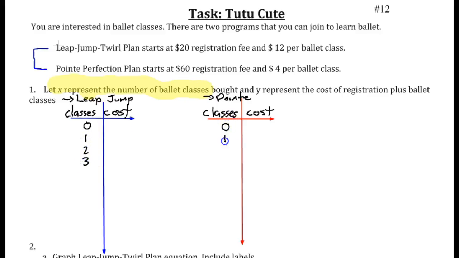So let's try counting up to 1, 2, and 3. Now we went up to 3 last time. I want to show you what happens when we go up to 3.